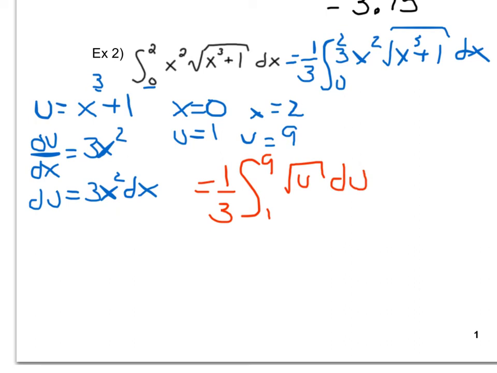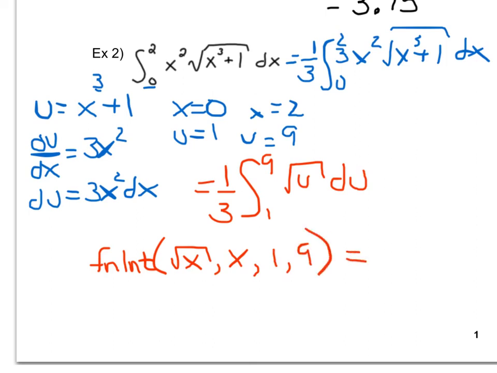Now, similar to the last example, once I have this set up, I am going to use my graphing calculator. Again, I go to math and then down to number 9, and then I should punch in something like this on my calculator. I will say the square root of x, again using x instead of u since my calculator has functions in terms of x, comma x from 1 to 9, and that is going to give me about 17.333, rounding to 3 decimals.